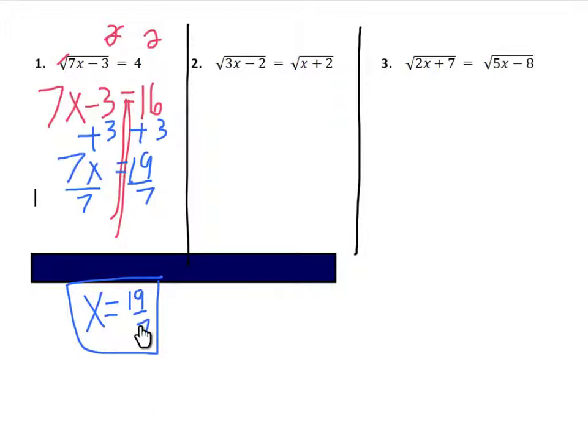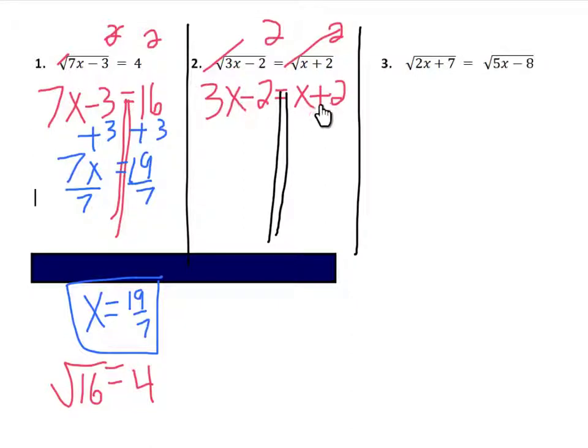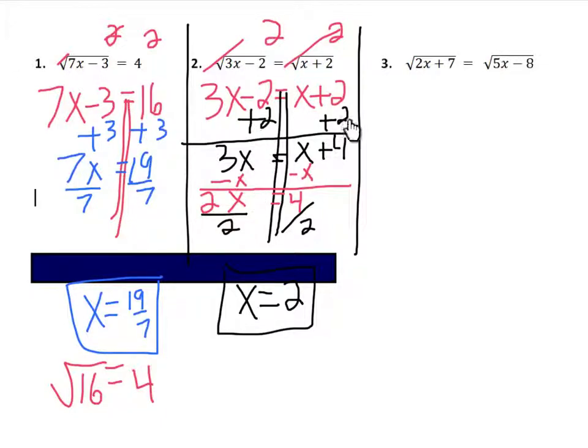But if I plug that in, it's going to work, because 7 multiplied to 19 over 7 cancels, and I end up with 19 minus 3 is 16, and the square root of 16 is 4. So my answer works. Here I want to square both sides, and when I do that, remember, the square roots will disappear, and I end up with the binomials. All right, so now all I have to do is solve this equation. I showed my work, added 2 to both sides, then I minused my x over here, so I have 2x equals 4, so x equals 2.